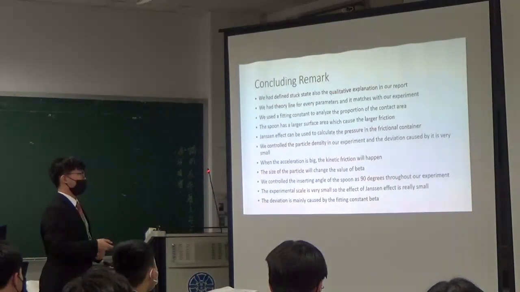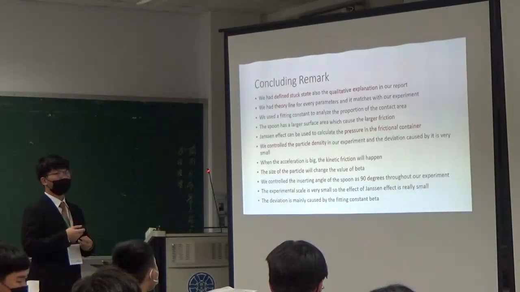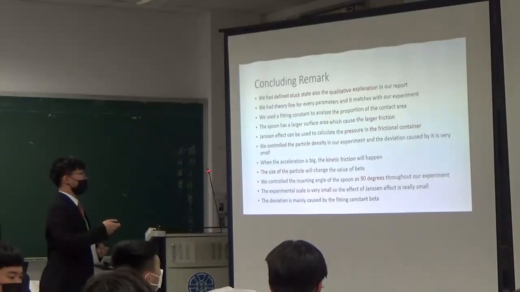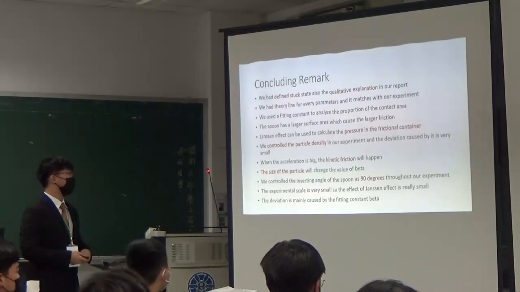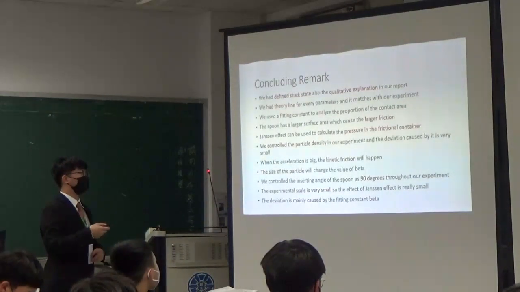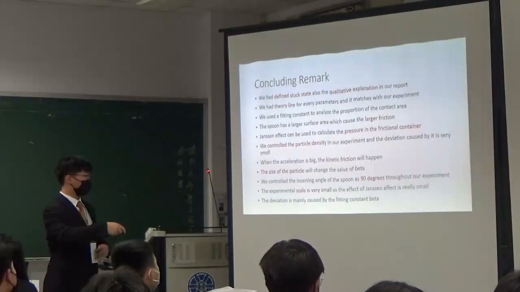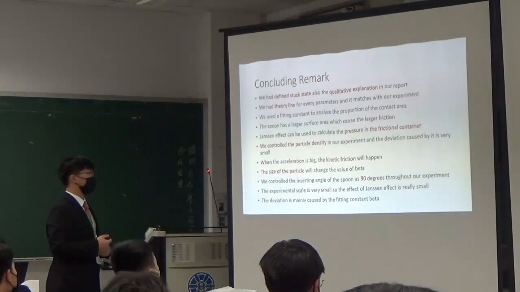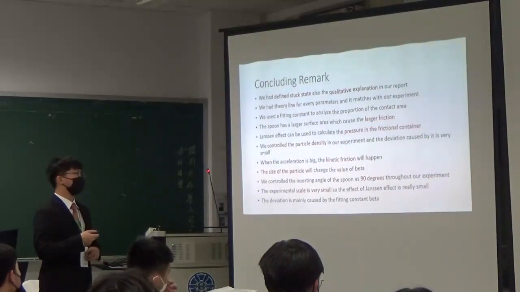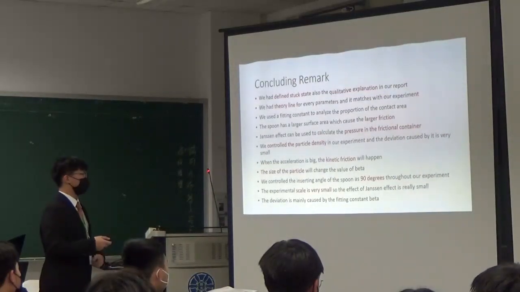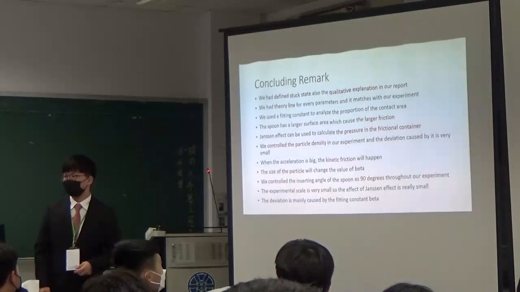When the acceleration is big, kinetic friction will happen. We didn't do an experiment on it, since it would complicate the problem. The size of the particle will change the value of beta. We also controlled the insertion angle of the spoon at 90 degrees throughout the experiment. The experimental scale is very small, so the Janssen effect is really small. And the deviation is mainly caused by the fitting constant, which is the beta in our theory part.